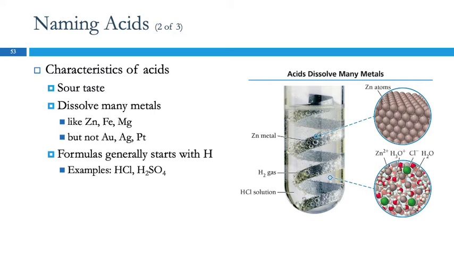Acids have some properties in common. They taste sour. Sour Patch Kids has acid on the outside. It's not the acid that people sell in the street, but it is an acid, right? Acids taste sour. Many metals dissolve in acids, but not all. And then their formulas generally start with an H. And in Chem 1A, they always start with an H.